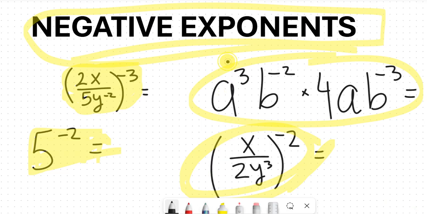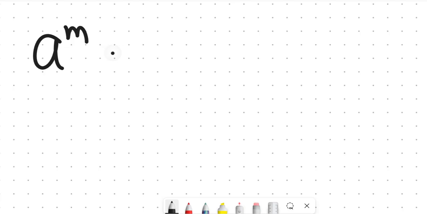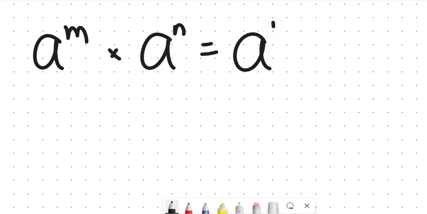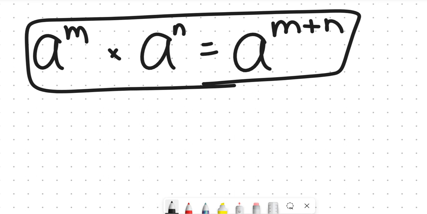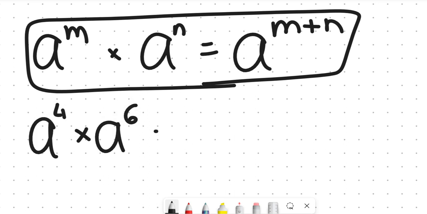Before we start with negative exponents, there is something very important that we need to talk about, and that is reminding you of basic rules when it comes to exponents. If we say, for example, any number to the power of m, and we multiply that by the same number to the power of n, what we do is basically we just add the exponents. So it will be m plus n. A real life example, a to the power of 4, we multiply that by a to the power of 6, that will be a to the power of 10.